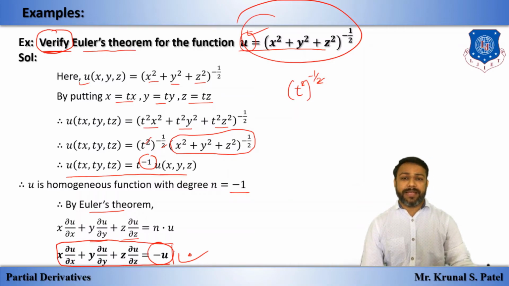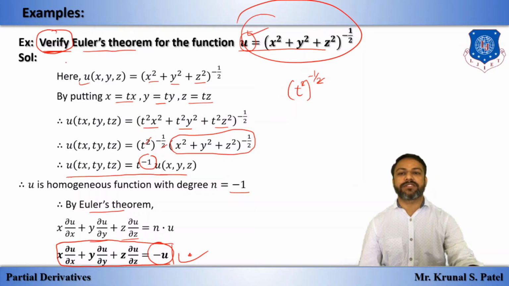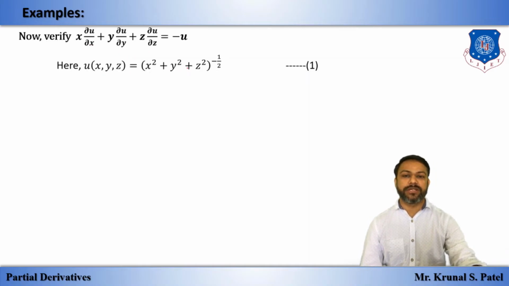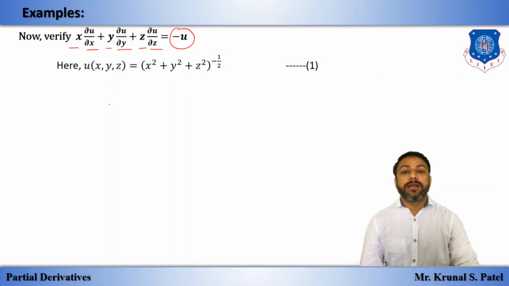But as we have seen, if the given function is homogeneous, then Euler's theorem is always applicable, and we just have to verify it here. This is the only process because it is mentioned in the question. So let's start with u. Here u is given, and we will differentiate this function with respect to x, then multiply by x, with respect to y, then multiply by y, with respect to z, then multiply by z, and by adding these we will get minus u. Let's have a look at the process.